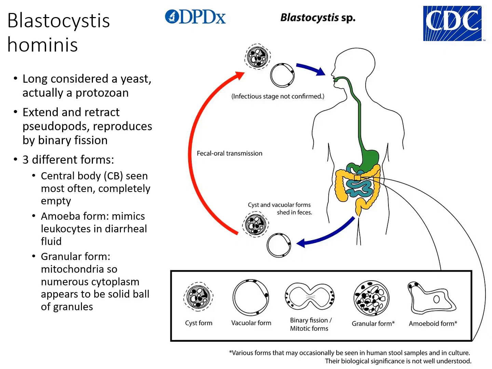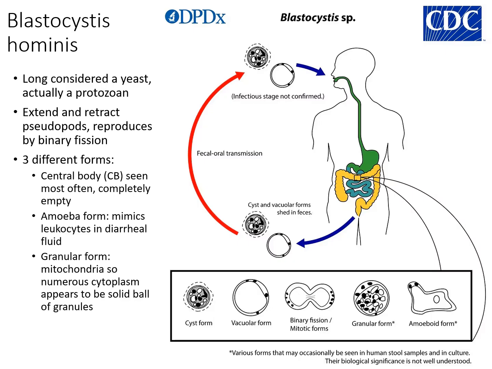Unlike yeast, though, Blastocystis is capable of extending and retracting pseudopods and reproduces asexually by binary fission, which further helps to support its classification as a protozoan. The morphological forms: Blastocystis hominis exhibits 3 morphological forms, each with a unique characteristic that can appear in stool samples or during laboratory cultivation. So we have the central body form. This is the most commonly observed form in clinical samples.